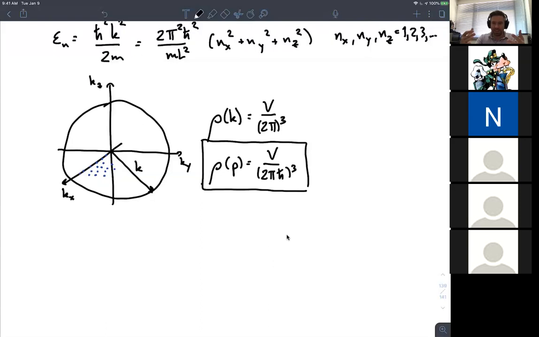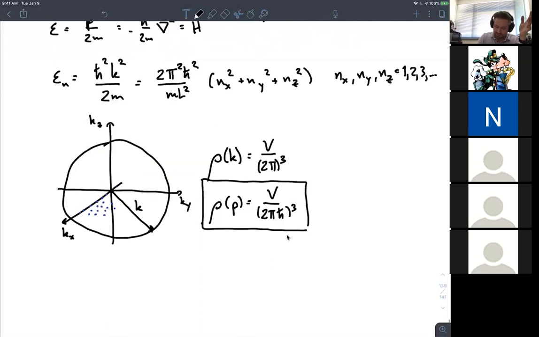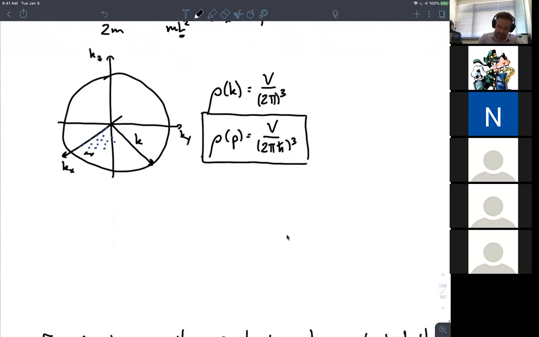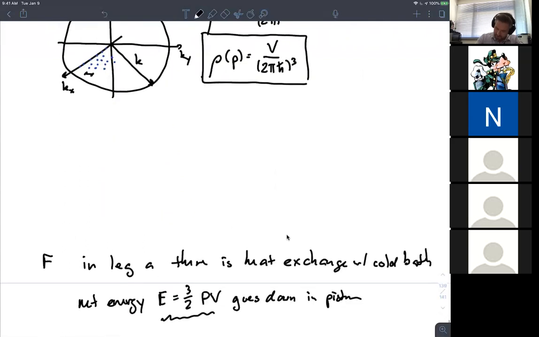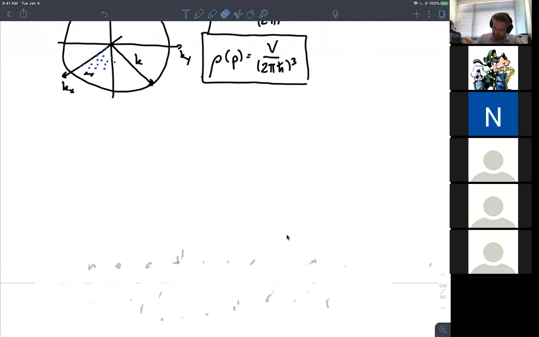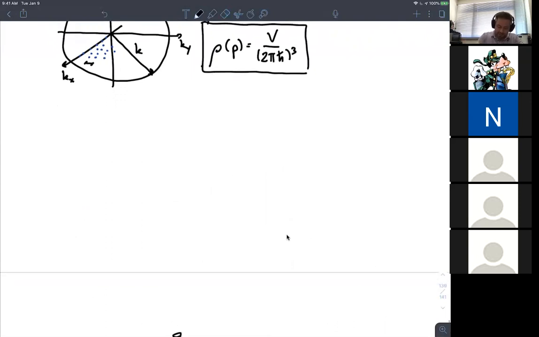We are again going to make the assumption that our box is very big. If our box is very big, that means that the spacing between these points on our grid is very, very fine, and we can make the approximation that our grid is continuous. So we're going to make the continuum approximation.